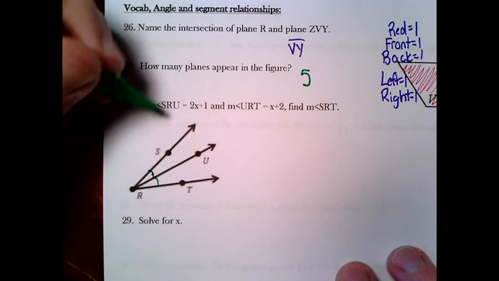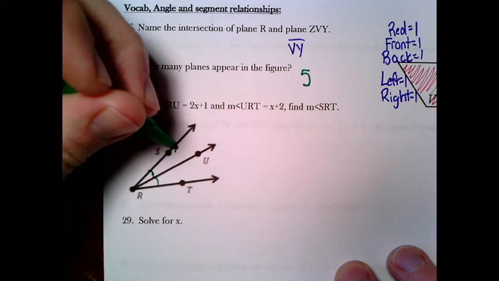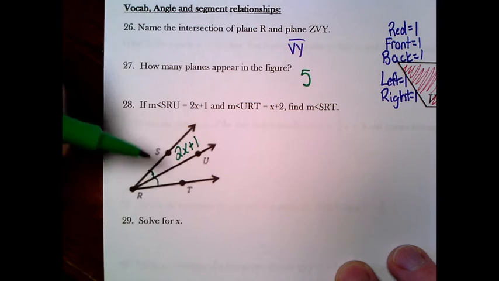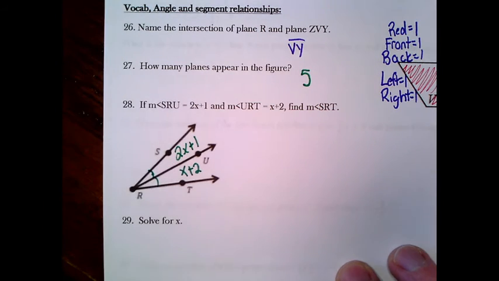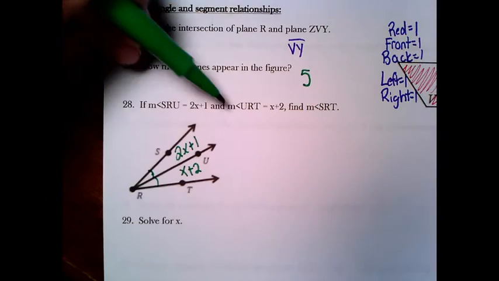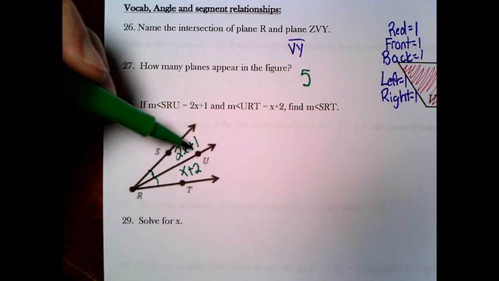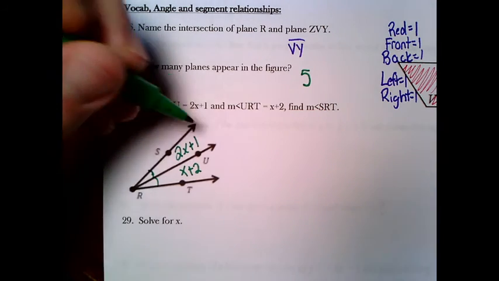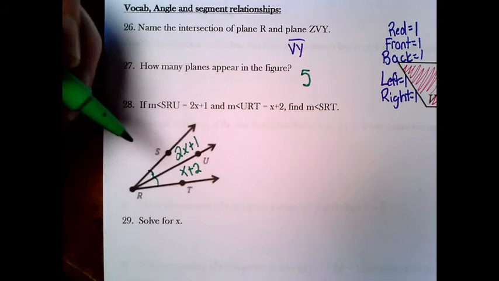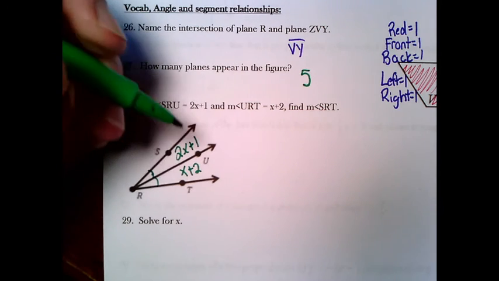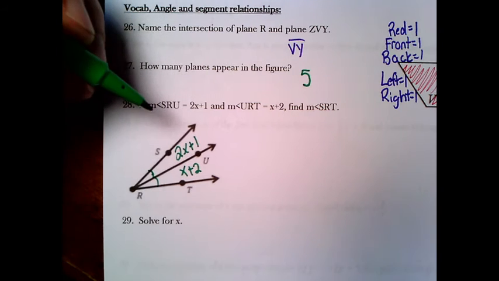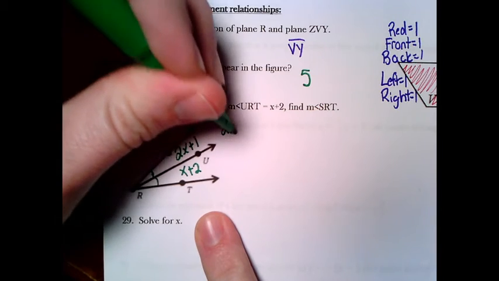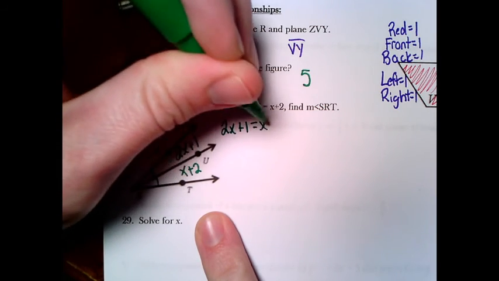So SRU is 2x plus 1. URT is x plus 2. So again, if they would tell me that this big angle was like 100 degrees, I would do little plus little equals 100. Or if they told me this big angle was 50, I would do this little plus that little equals 50. But they don't give me a value for that. So we're just going to assume that these two are equal. And again, usually there's more information. So we're just going to set those equal to each other. 2x plus 1 equals x plus 2.